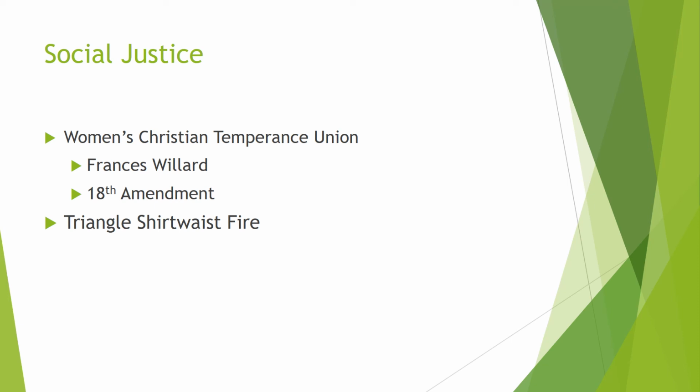Our final example of social justice is a tragedy that happened on March 25th, 1911. The Triangle Company was a garment maker. They made women's clothing. That's the shirtwaist. It's a blouse that women wore at the turn of the century. The women were working in the upper floors of a 10-story building, and the fire broke out on the 8th floor. There were a number of issues as the women tried to escape.